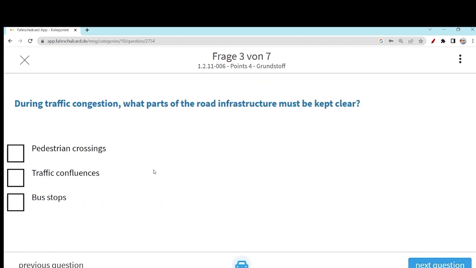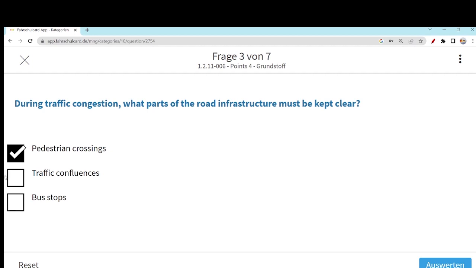Next question, during traffic congestion, what parts of the road infrastructure must be kept clear? So traffic congestion is there, what part you need to keep clear, not take your car on. So pedestrian crossing, very clear, this we have discussed a lot during our last lessons. Never take your car whenever your road is blocked, and you see if you drive a bit you will block the pedestrian zebra crossing. You can never stop on a zebra crossing, so stop before that.